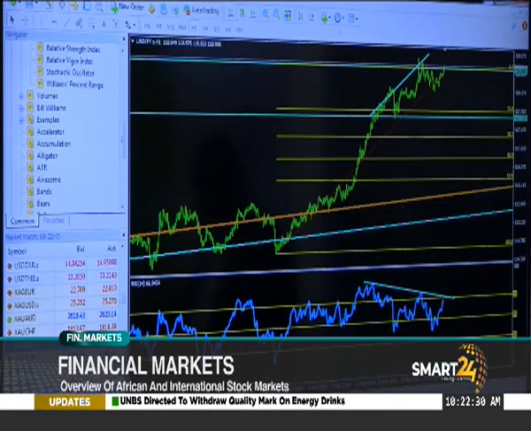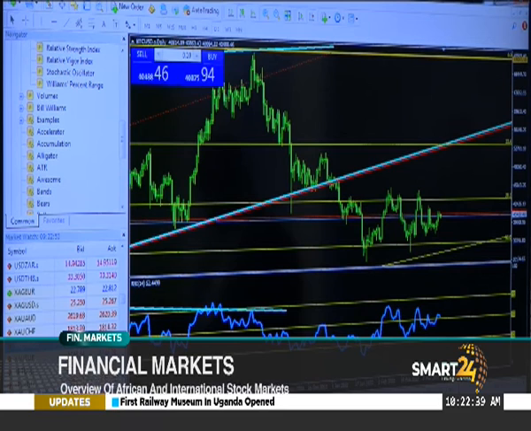Okay, so this is USD JPY. This one is in a 1 hour chart. So on Monday we shall have some good examples of what will be happening there.